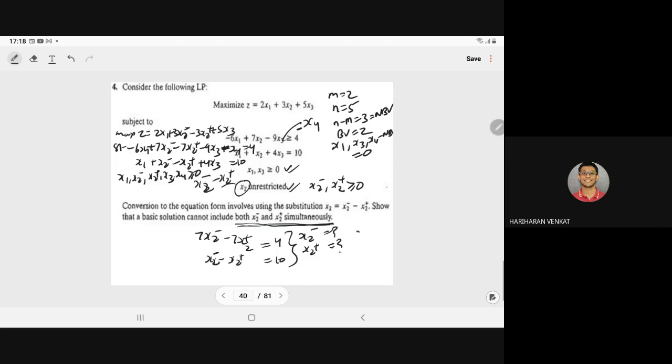So either we have x2 minus positive, then x2 plus is equal to 0, or we have x2 minus is equal to 0 and x2 plus is greater than 0, or both can be 0, but both cannot be positive. That is the conclusion of this question.